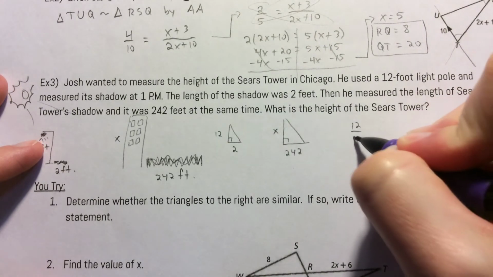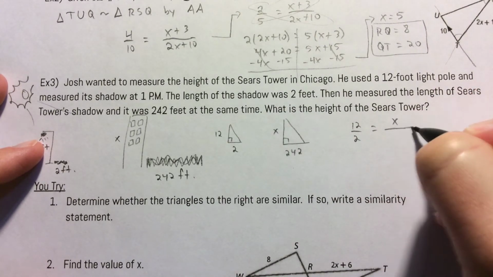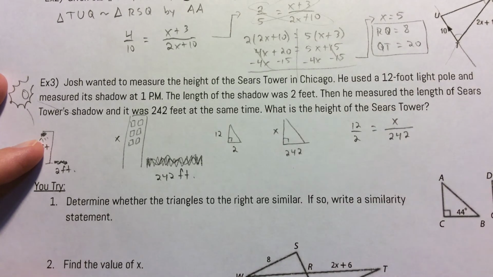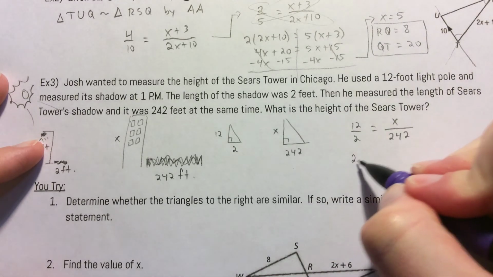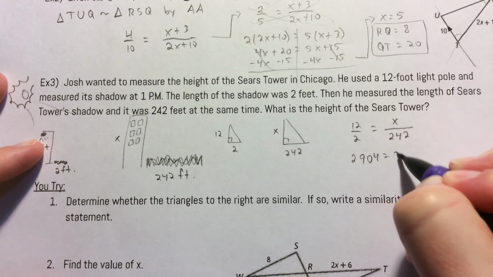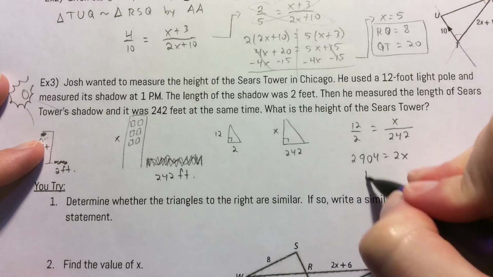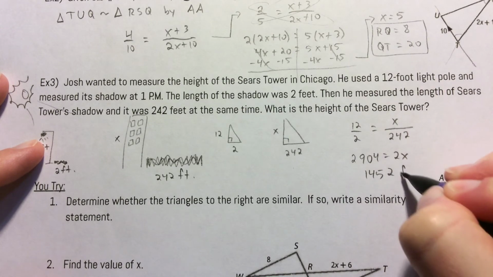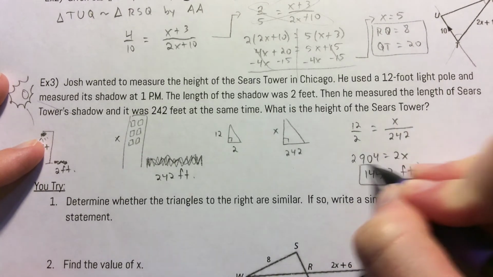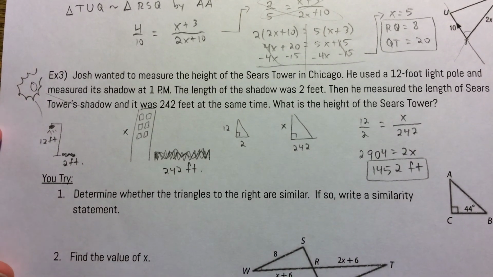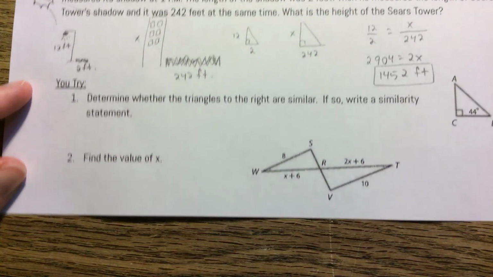So I'm going to set up a proportion for this. So I can do 12 over 2 equals x over 242. So I did object over shadow here. So if I do 12 times 242, that gives me 2904 equals 2x, which means 1452 feet would be about the height of the Sears Tower there. Don't know if that's accurate or not. You'd have to look it up and see.